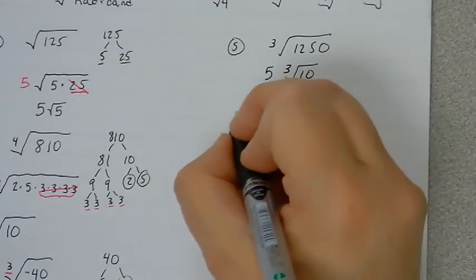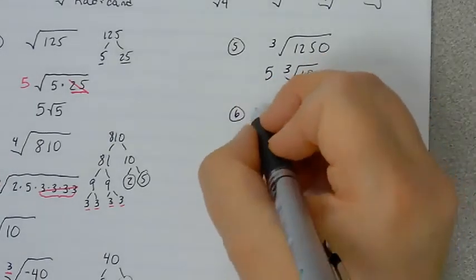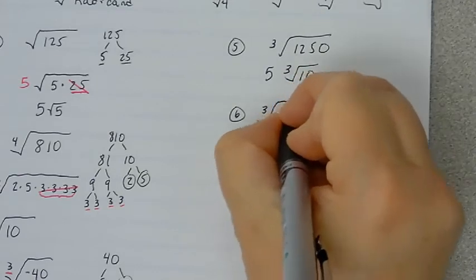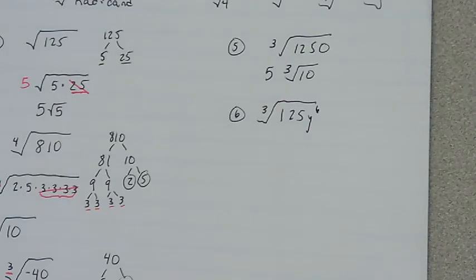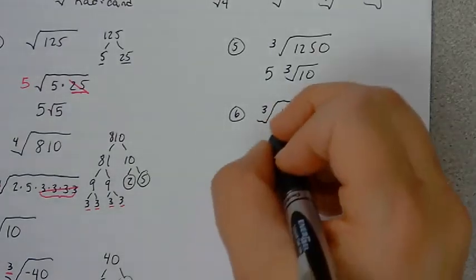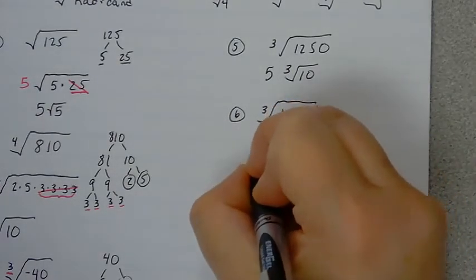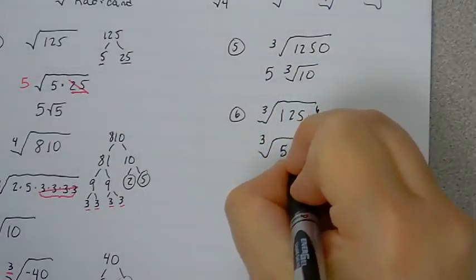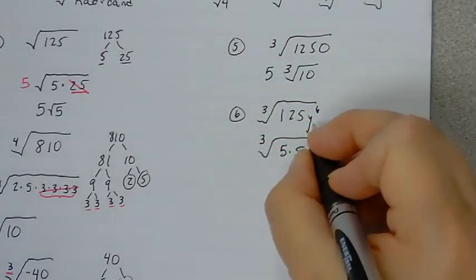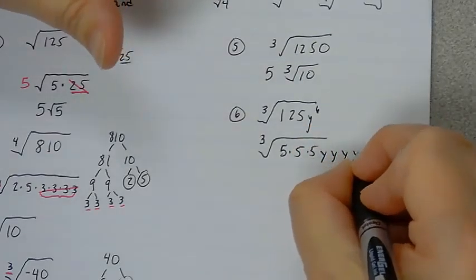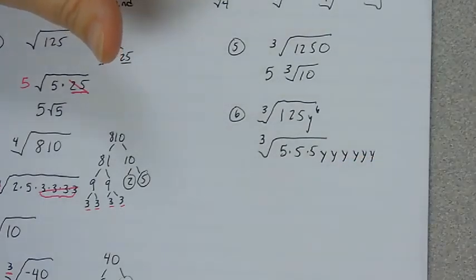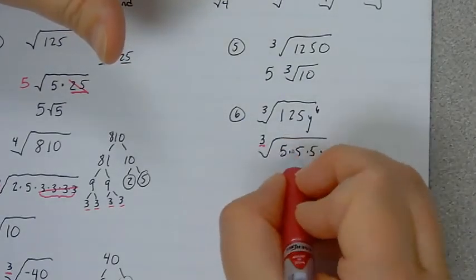Okay, let's switch this up a little bit and put some variables under this. So let's go cube root of 125y to the 6th. So I'm looking for things that happen in groups of 3. And I've already done 125 a few times, so I know off the top of my head that 125 is 5 times 5 times 5. And now I've got to think about y to the 6th. This is y 6 times. I'm looking for groups of 3 because this is cube root.